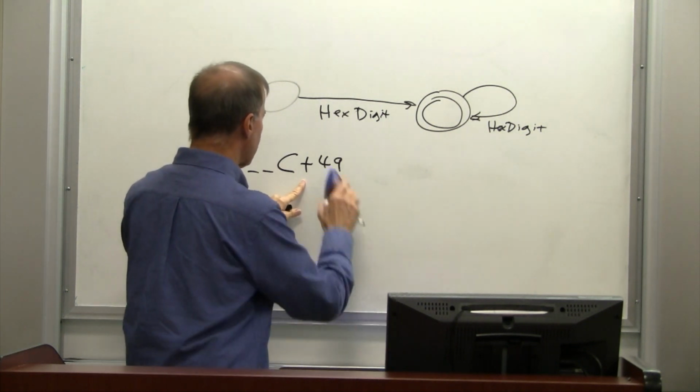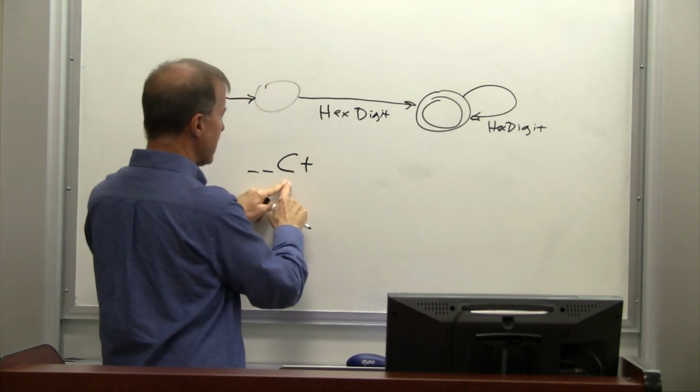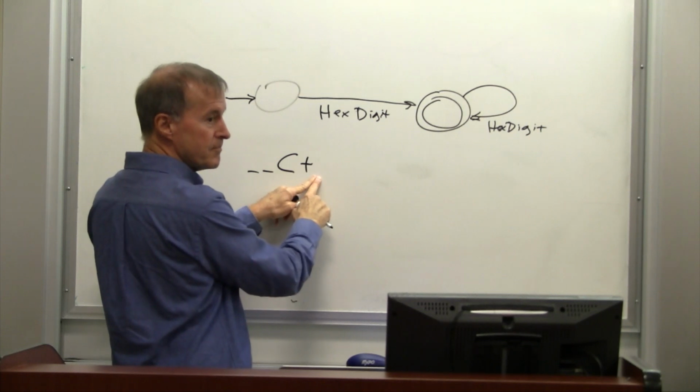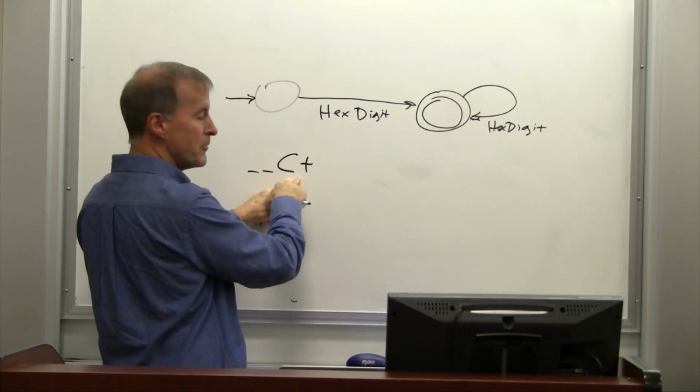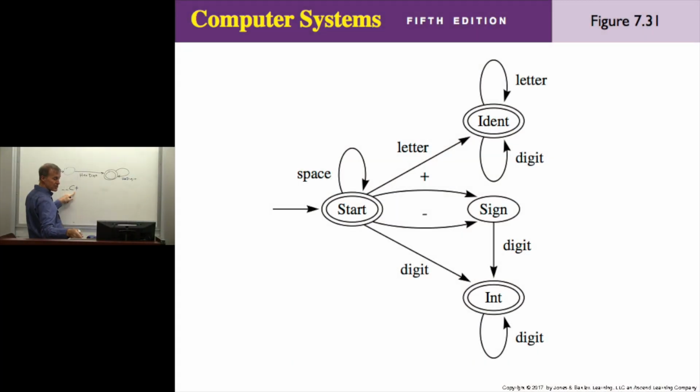Oh yeah, if you got rid of the 49, it was just this. Here's what would happen. We would scan the C, we'd be in ident. We would scan the plus. There's no transition on plus, so we would back up the input here and say that we recognize this C. Then we would start over, and we would be in the start state.